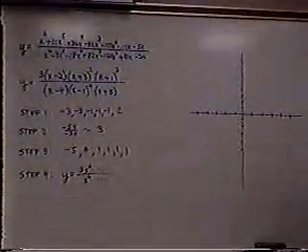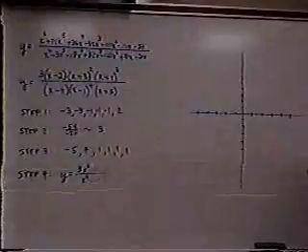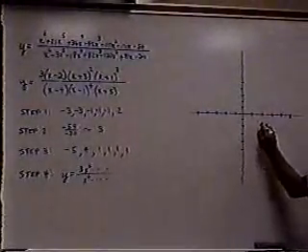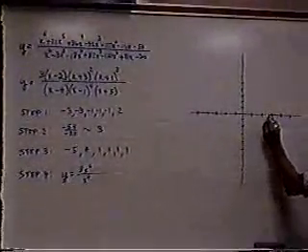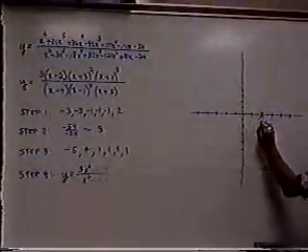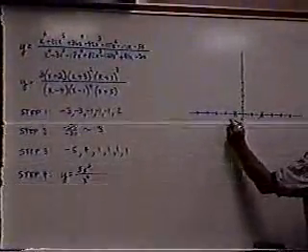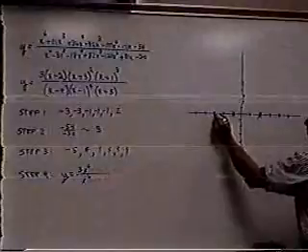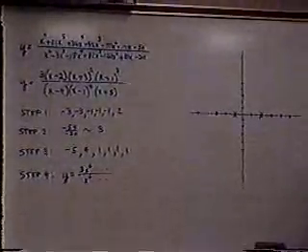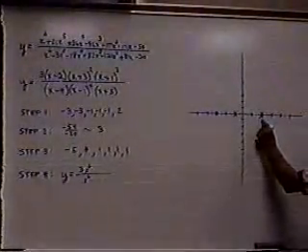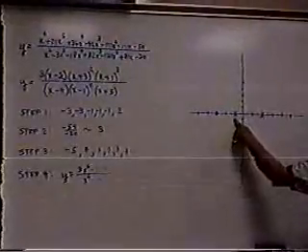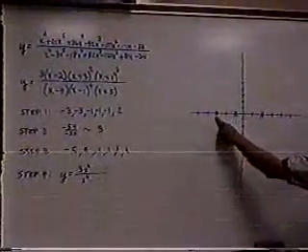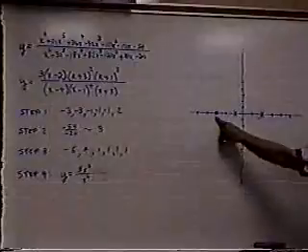Step 1, where does it cross the x-axis? It crosses the x-axis at 2, minus 1, and bounces at minus 3. That's step 1. Crosses at 2, crosses at minus 1 because it's 3 times, bounces at minus 3 because it's 2 times.